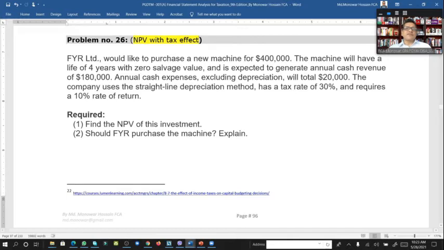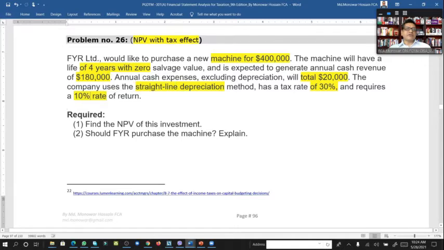So this is the fundamental figure. Price of machine 4 lakh. Life is 4 years with 0 salvage value. Annual cash generation $1,80,000. Expense required per year $20,000 excluding depreciation. Tax rate 30%. Depreciation method is the straight line method. And required rate of return 10%.